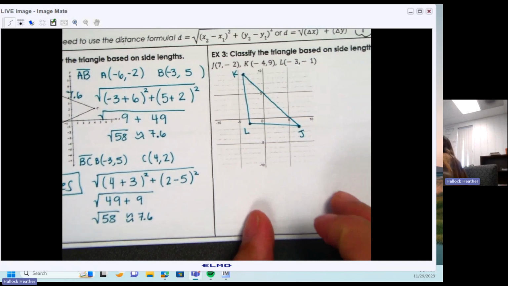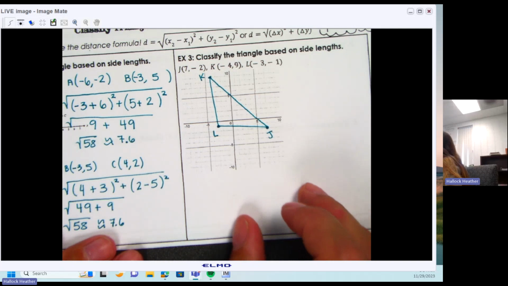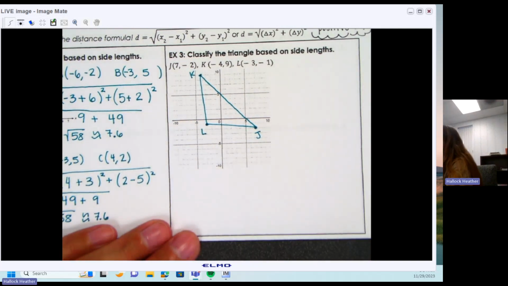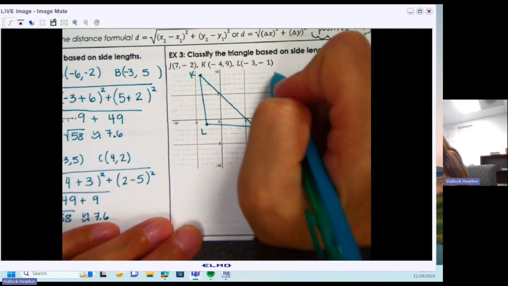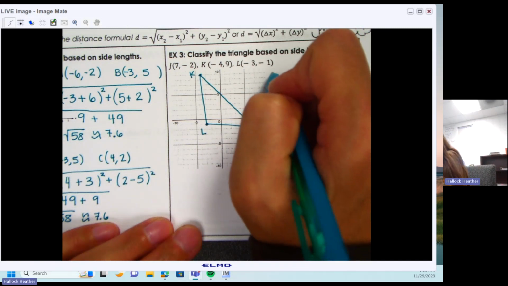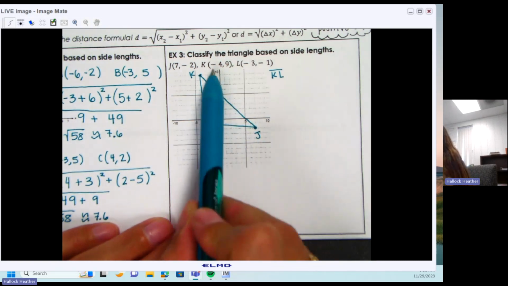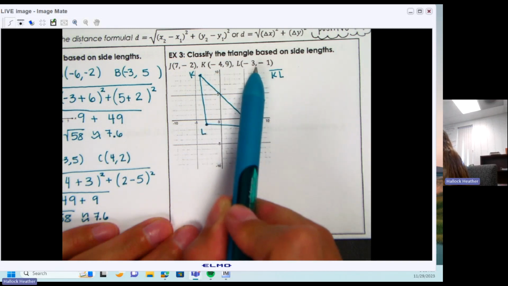So the good thing about having a graph is visually your eyes are not going to lie to you. A graph cannot lie unless it's scaled weird, which is not going to be. So I'm not going to find the length of KJ. I'm just going to do KL and LJ. So let's do KL first, or LK, doesn't matter. The coordinate point for K is -4, 9. L is -3, -1.